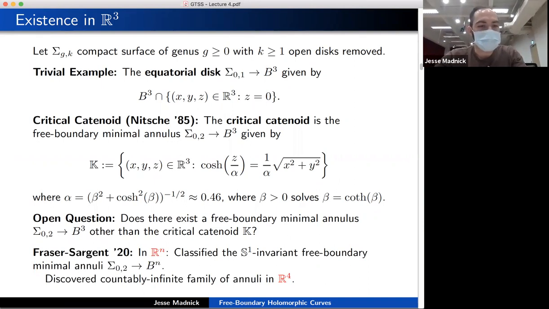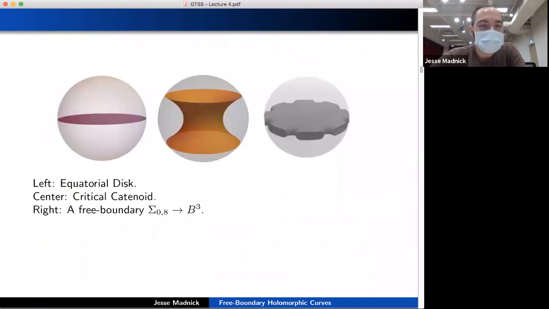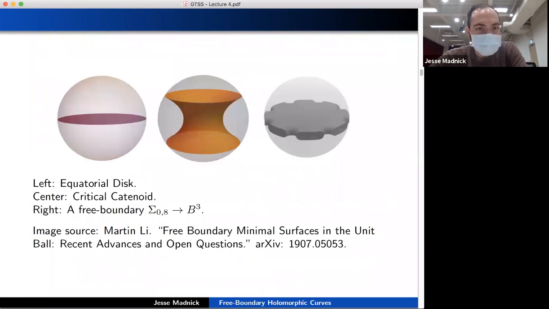This is a recent result of Fernández and Sargent, who classified the circle-invariant free boundary minimal annuli. They also looked at some free boundary minimal Möbius bands, which is a pretty interesting thing that can happen in higher dimensions. But here are some pictures. These pictures come from this lovely survey of Martin Li. Maybe I'll put that in the official references, but he wrote this very nice survey on free boundary minimal surfaces, and it's just great. On the left here, you have in purple the equatorial disk, the trivial example.